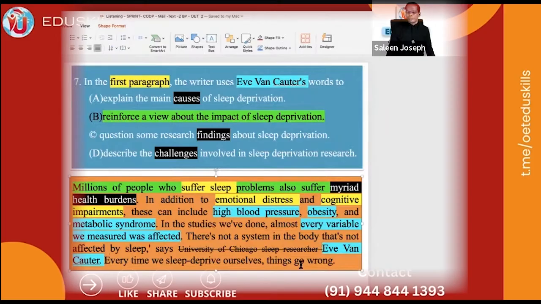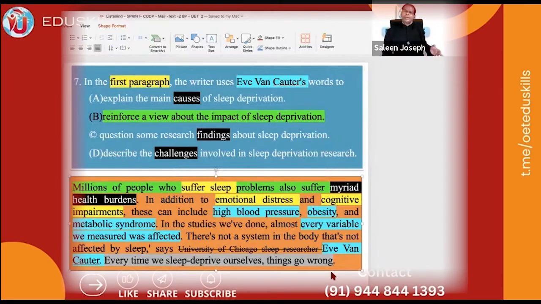See, developing sentence 2. Do you understand? First one is a topic sentence. Second one speaks about myriad health burdens, many of them. That is a supporting sentence. Then you have 2 developing sentences where they speak about the findings of the study, illustration or giving evidence. Then what Ivan Carter says is also another illustration, evidence given by a researcher: every time we deprive ourselves of sleep, things go wrong. Again, the same thing is repeated.